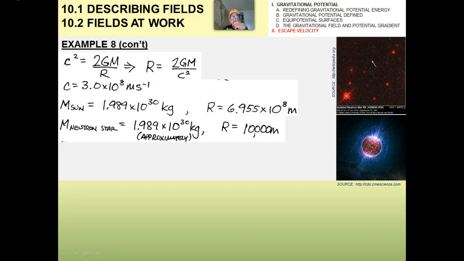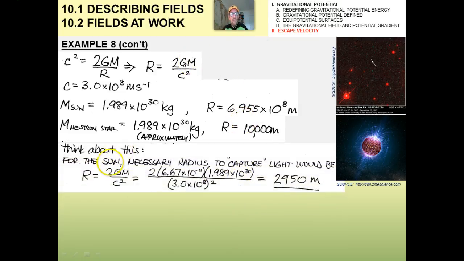That's a lot of mass in a small space, and it turns out that when you have that much mass in a small space, that it's that dense, it has such a gravitational field that even photons cannot escape. So think about this. For the sun, the necessary radius to capture light, putting the mass of the sun into this equation which I derived before, would be about 3 kilometers.